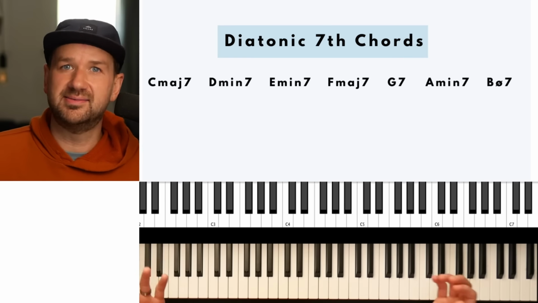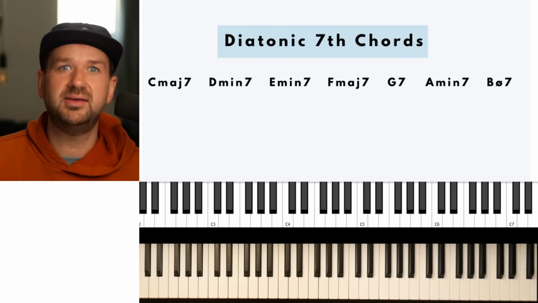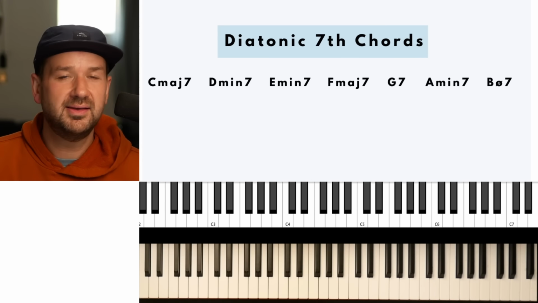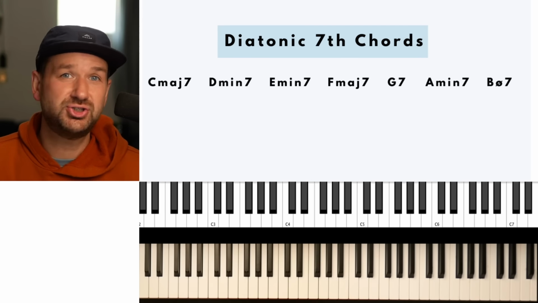Why even learn these like this? Well, because if you're in the key of C and you see an A minor, do you play a Dorian? You don't have to. In fact, it shouldn't be your first choice.